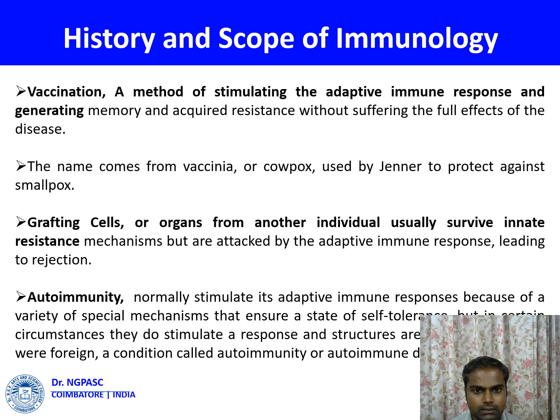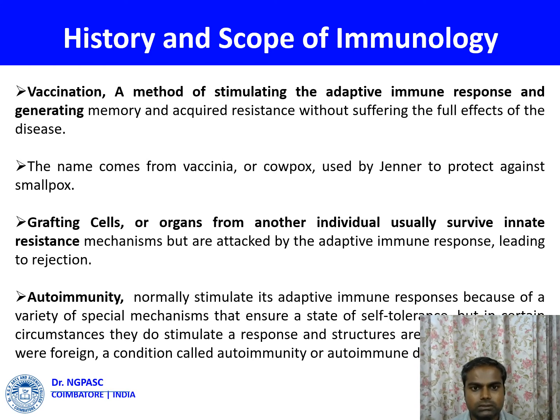Vaccination is a method of stimulating the adaptive immune response and generating memory and acquired resistance without suffering the full effects of the disease. Vaccination has different types: attenuated, killed, and live vaccines. An attenuated vaccine is one where a particular gene or material is removed to make it a vaccine. For a killed vaccine, we kill the whole microorganism and use it as a vaccine to treat or prevent the particular disease.